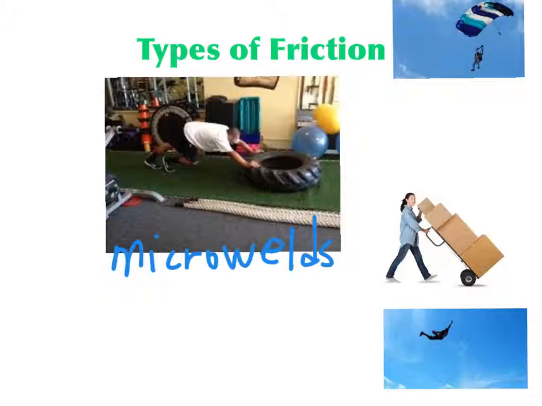It's caused by microwelds. Basically, they're breaking and forming over and over again, and it's what opposes motion of two forces sliding past one another. So this guy looks like he's struggling pushing this tire, and that's because all those microwelds keep breaking and then keep reforming. And as he pushes it, it continues to have friction and oppose him trying to push it.